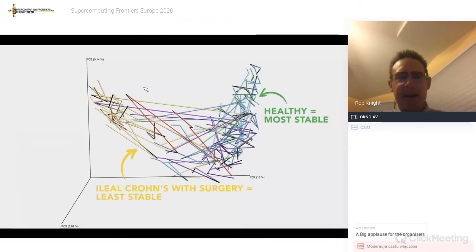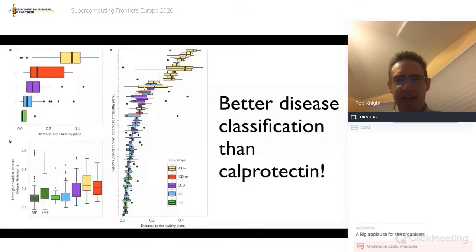What was most amazing about this is by using the dynamic data and modeling a healthy plane and then looking at the distance of each point from that healthy plane, we could obtain a better disease classification than a biochemical assay called calprotectin, which is currently the best way known to read out inflammation from a stool sample.